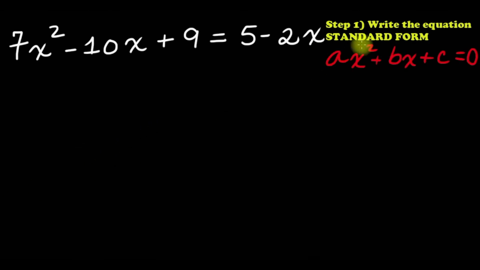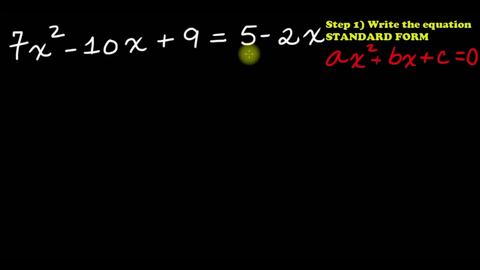Okay, step 1 is to write the equation in standard form. So it's got to look like this: ax squared plus bx plus c equals 0. So we've got to get everything on one side of the equal sign. It's a lot easier if we just go ahead and get rid of the 5 and the minus 2x instead of getting rid of all of these, okay?